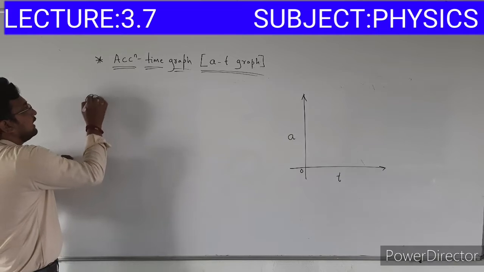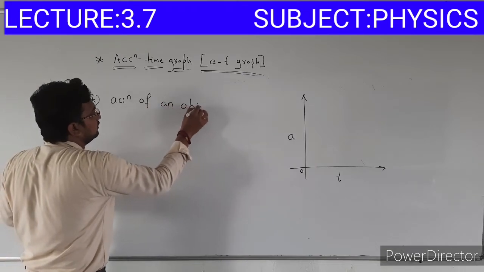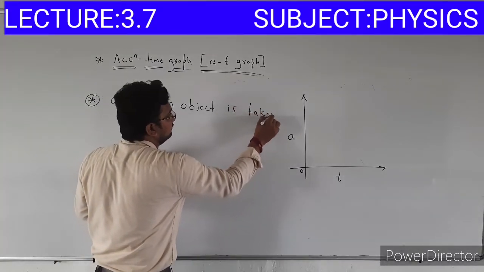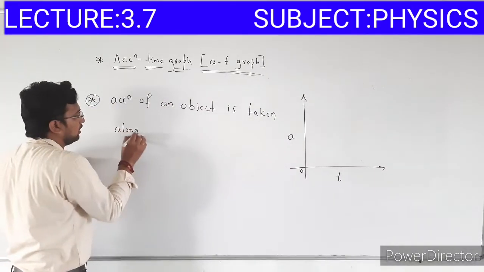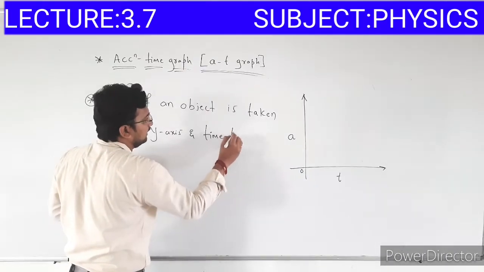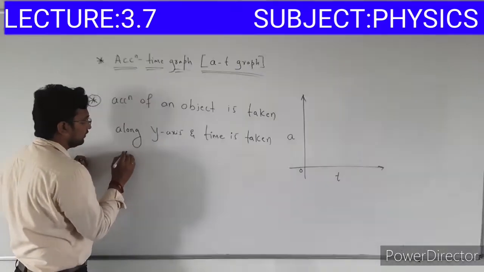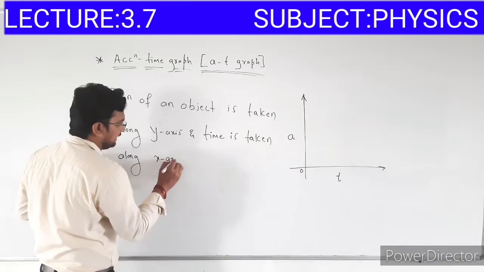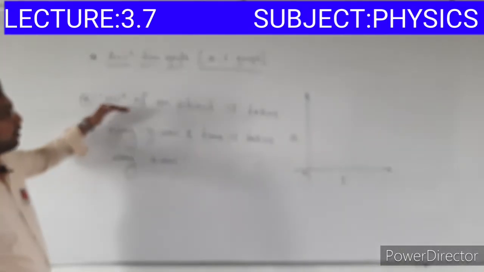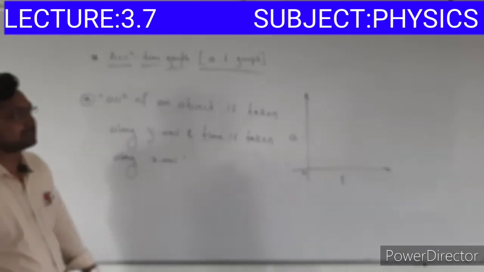The acceleration of an object is taken along the y-axis and time is taken along the x-axis. So this is known as the acceleration time graph.